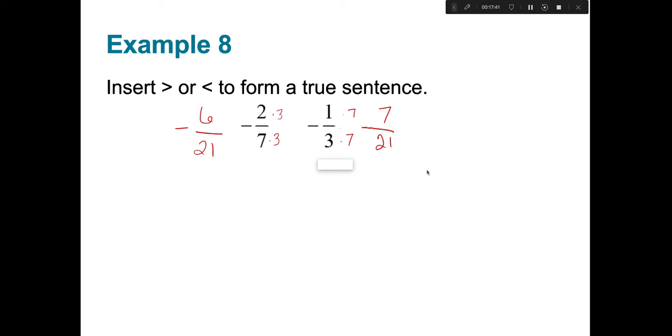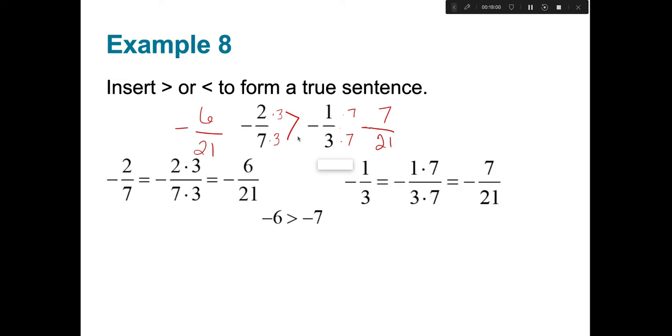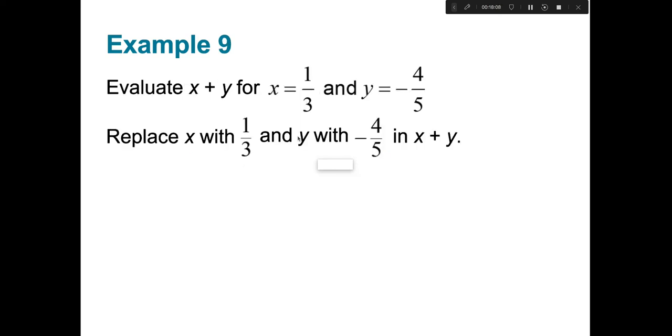So thinking back to those negative numbers and how they line up, which one is greater? The negative 6/21 is greater, because 6 is closer to 0 than that 7 is. We have to remember that with those negative numbers, it seems backwards.